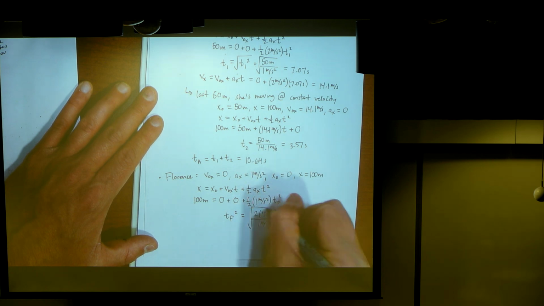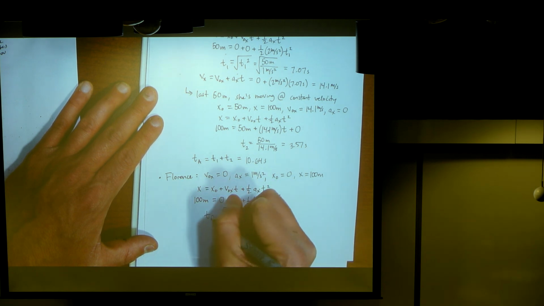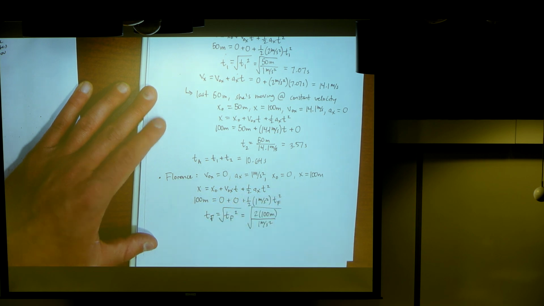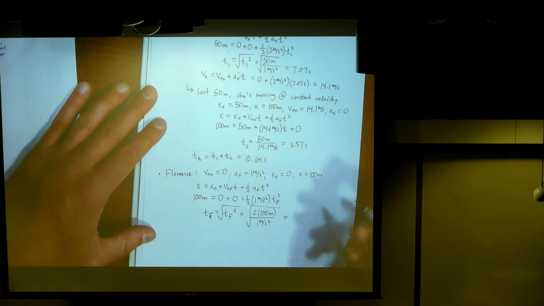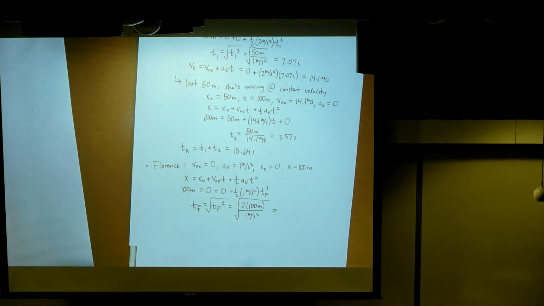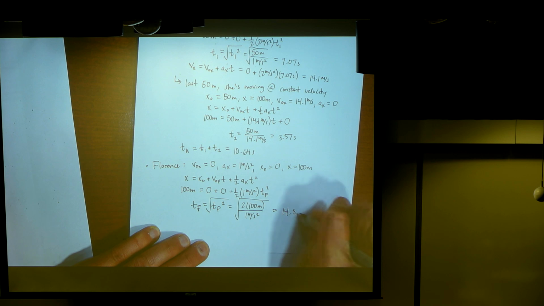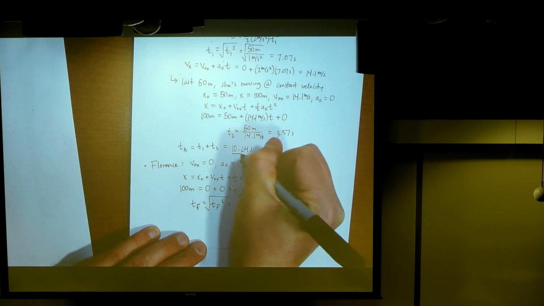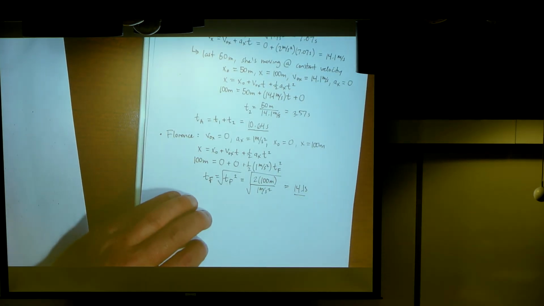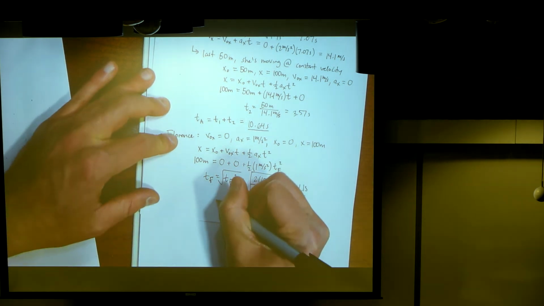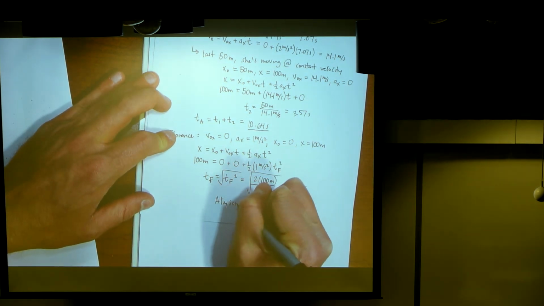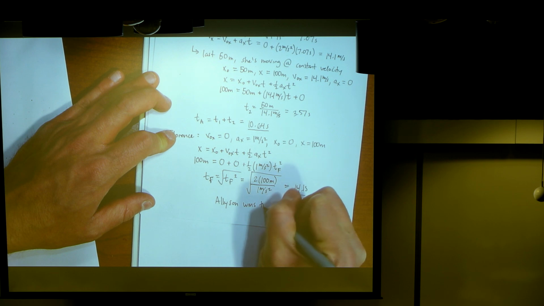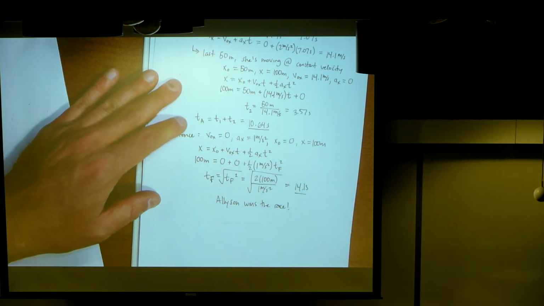And then if we take the square root on both sides, we'll get TF. And what does that equal? Basically it's the square root of 200, right? 14.1. Okay, so Florence completes the race in 14.1 seconds, and Allison completes the race in a much shorter time, 10.6. So clearly Allison wins the race. Do you agree?